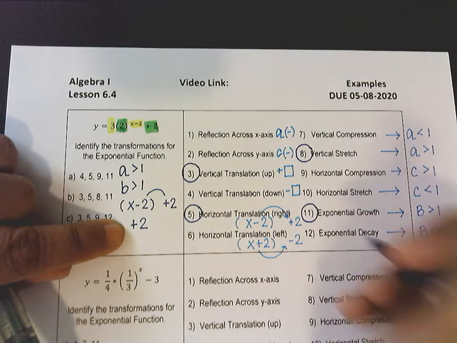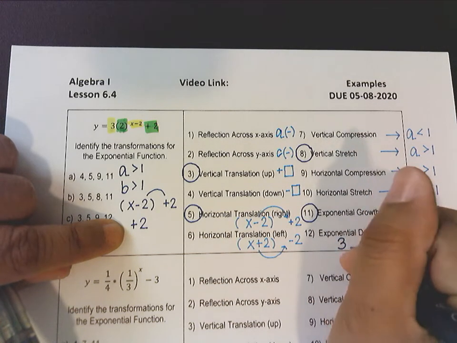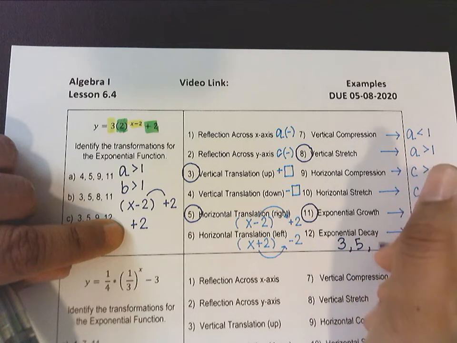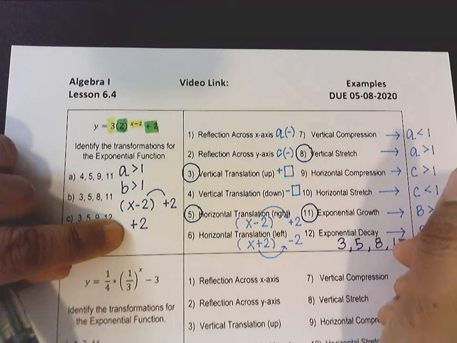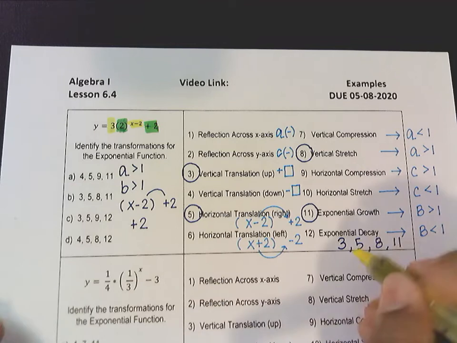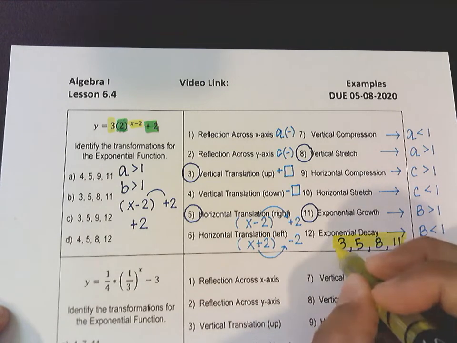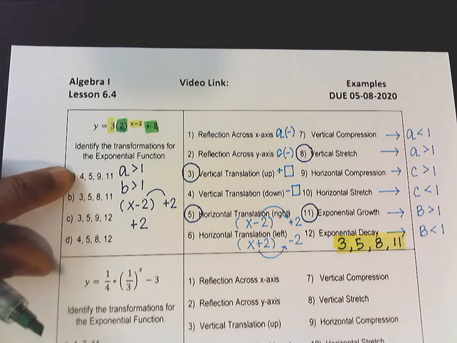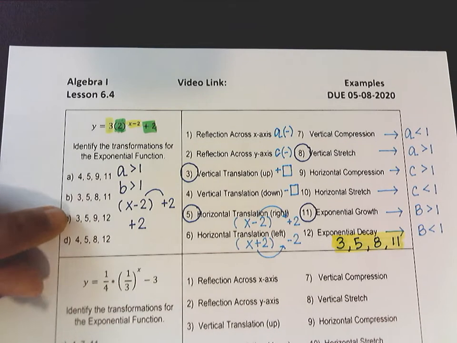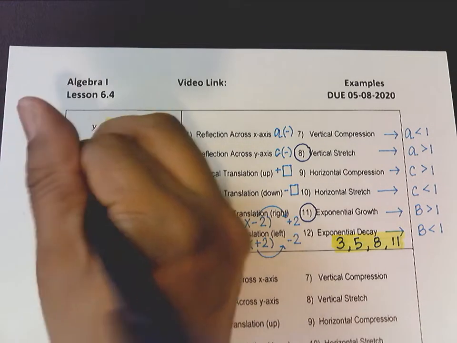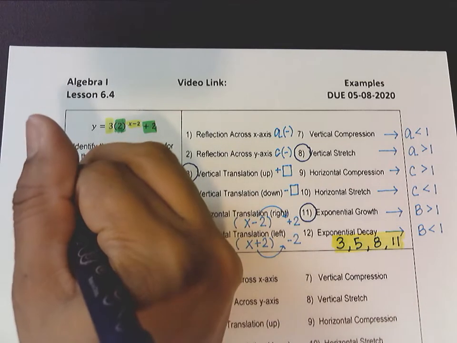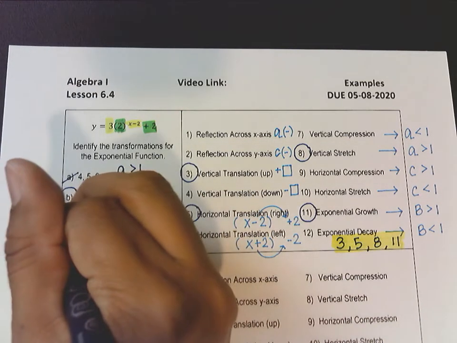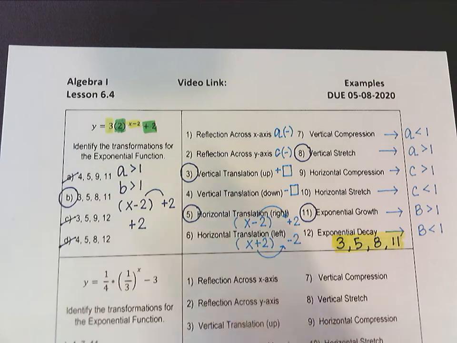So the numbers that I circled are 3, 5, 8, and 11. These are all the transformations for that function in this example. Then I look at my answer choices and find out which ones have 3, 5, 8, and 11. Well, it's not A, and my answer happens to be B. It's not C, nor is it D. And that's all you have to do for your online assignment.